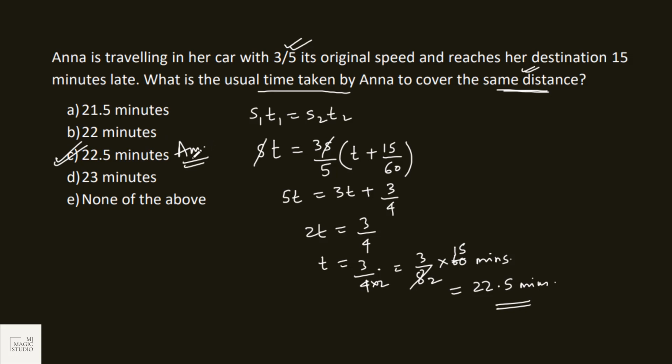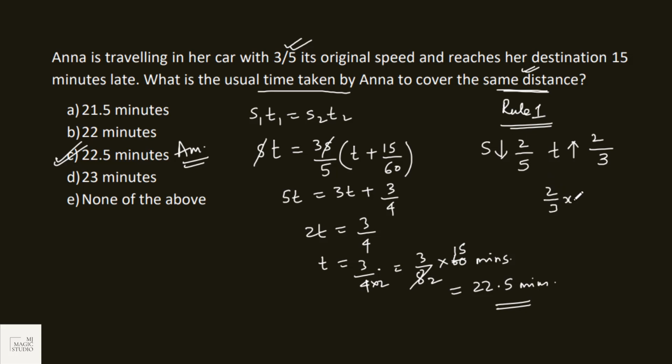Now, if someone would be wondering how we can use rule 1, it is so simple. Today, I am traveling at 3/5 of the original speed. That means today my speed goes down by 2 by 5. And since we are covering the same distance, if speed goes down by 2 by 5, time will go up by 2 upon 5 minus 2, that is 3. That means today I am taking 2/3 more time than the usual.